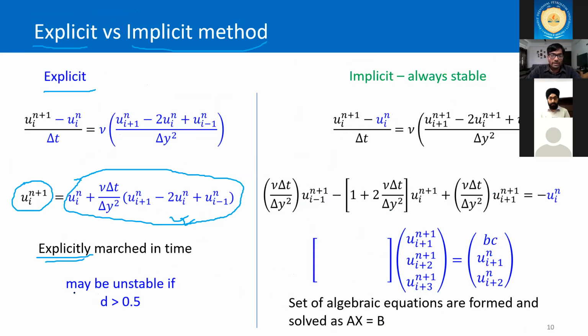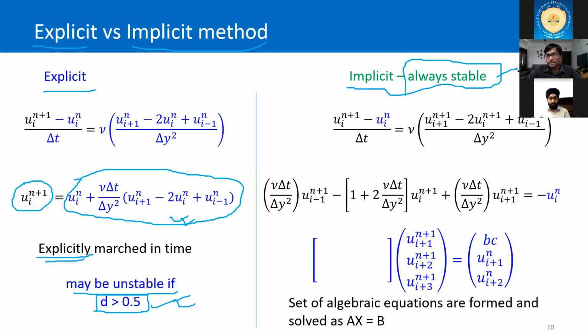I already told that this may be unstable if d is greater than 0.5, and we'll look into our program also at how this makes things unstable. Whereas the implicit method is always stable, unconditionally stable. Again, it is because of the von Neumann criteria, which we're not going to cover in this basics webinar. You can look into your textbooks.